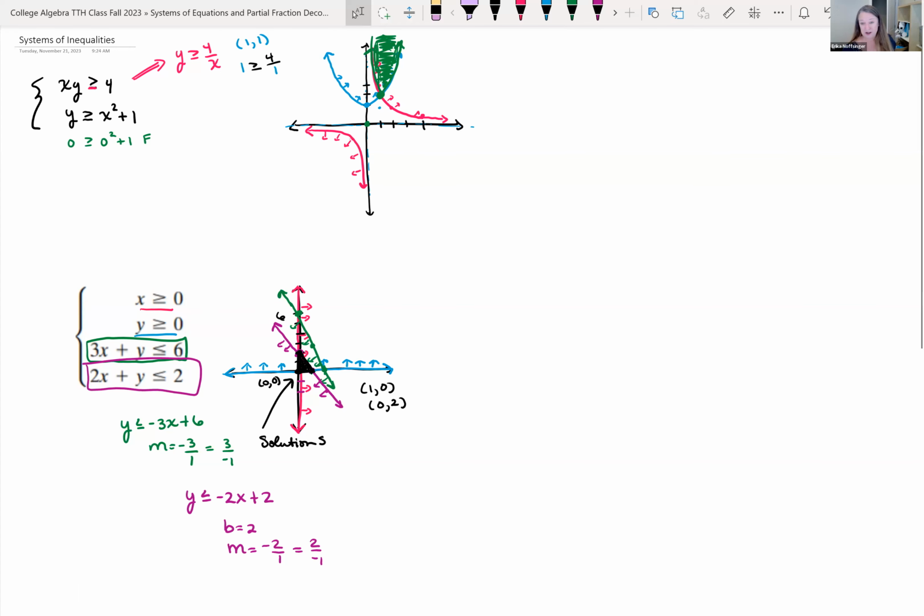So this was a quick introduction to systems of linear, or not necessarily linear, systems of inequalities. I have more videos on that, so if you need to see some more examples, you can look at those.